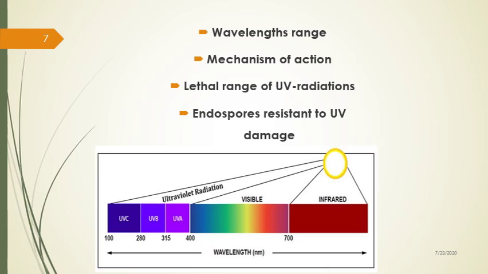Here is a graphical presentation which shows that ultraviolet radiation, which is further divided into ultraviolet C, ultraviolet B, and ultraviolet A rays, is in the range of 100 to 400 nanometers. Visible light has a wavelength range between 400 and 700 nanometers, and infrared rays have more than 700 nanometers wavelength.